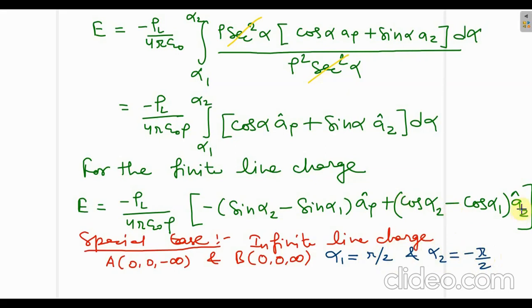So this z component vanishes, because here it is cos 90, and here also it is cos 90. So this term will be 0, and we will be left with this term only. Then what will be the final expression for E? E will be rho L upon 2 pi epsilon naught rho, a rho. So this will be the electric field intensity in case of infinite line charge. This is the expression of the electric field intensity.